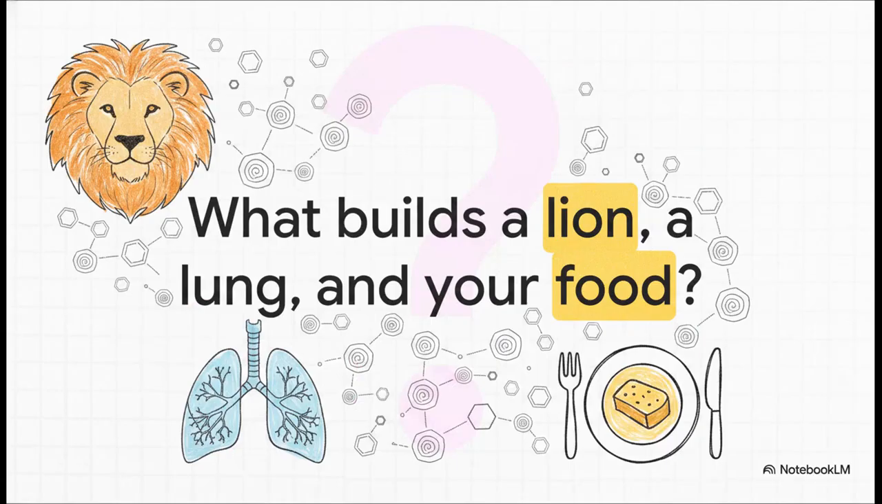So think about this for a second. What invisible architecture is shared between, say, a massive lion roaming the savannah, the delicate tissues of a human lung, and the meal sitting on your dinner plate? At first glance, absolutely nothing. But if you zoom in close enough, way past the tissues and the cells, you'll actually find the exact same microscopic materials constructing all of them.